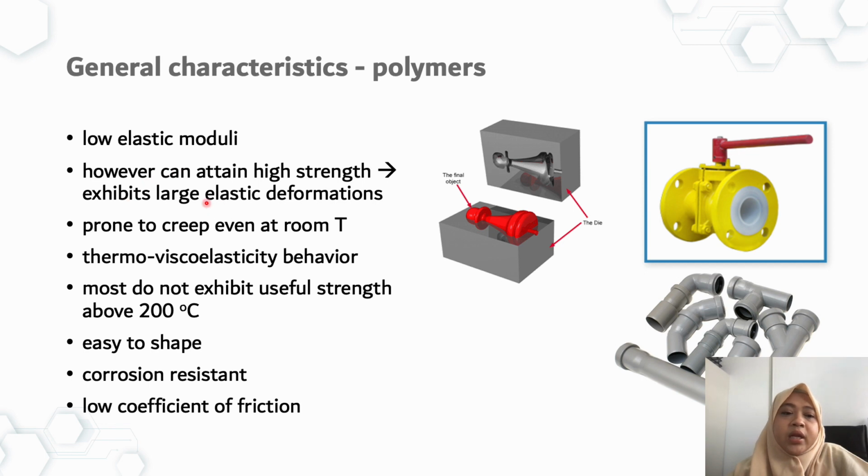For example, it will exhibit large elastic deformation. It can be cast like this, by putting it in a die for casting. It's prone to creep, which means it deforms even at room temperature. And it has thermoviscoelastic behavior, so it becomes more elastic at higher temperature. It doesn't exhibit useful strength above 200 degrees Celsius. It's easy to shape, easy to cast, very corrosion resistant, and has a low coefficient of friction.